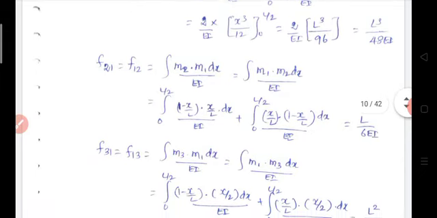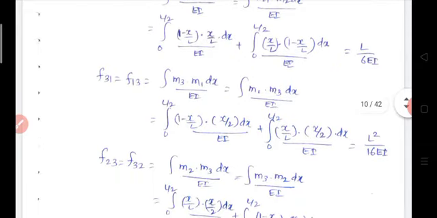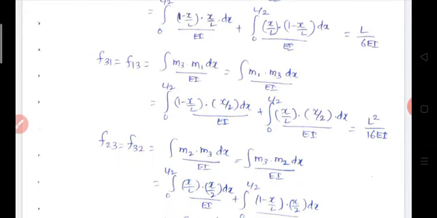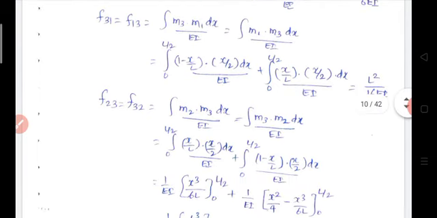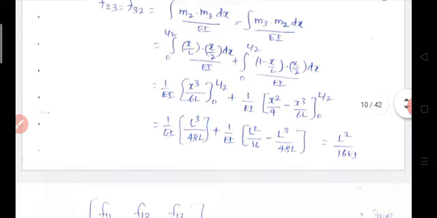Then F21 and F12 are equal to integration of M2 into M1 dx divided by EI, or M1 into M2 dx divided by EI. Substitute these values. So the final F21 and F12 is equal to L by 6EI. Then F13 is equal to integration of M3 M1 dx divided by EI, which is equal to M1 M3 dx divided by EI. Substitute these values. Finally F13 and F31 is equal to L square by 16EI. Then F23 and F32 is equal to integration of M2 M3 dx divided by EI. Put its value, then finally it is L square by 16EI.